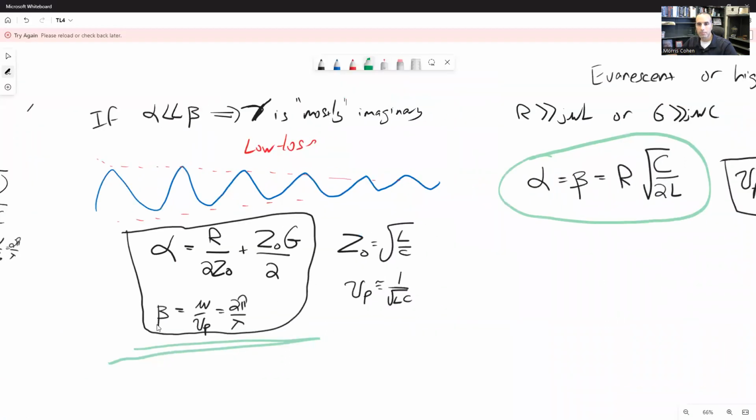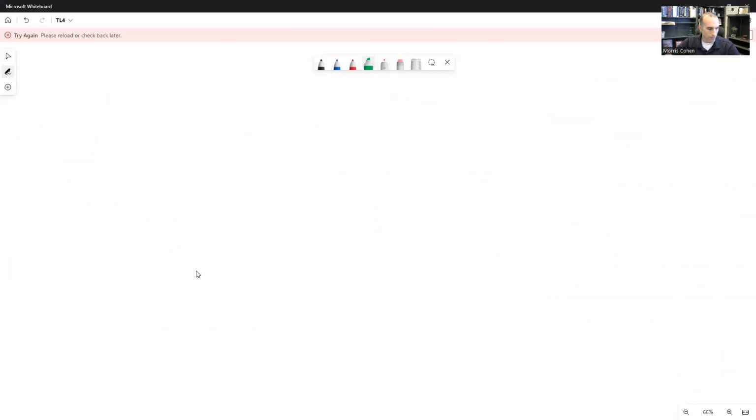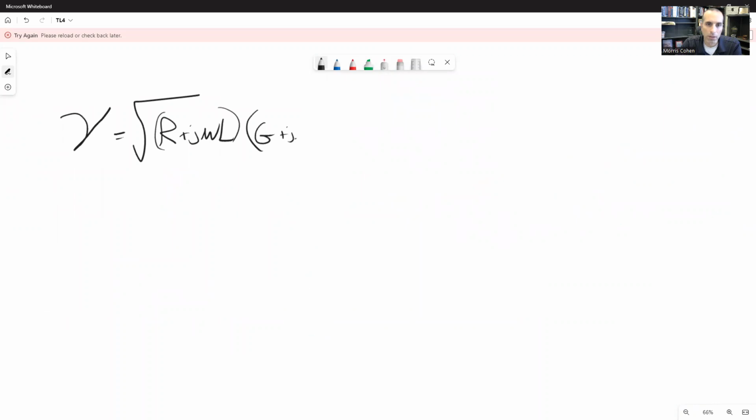All right, so first, let's remind ourselves of the formula for the total propagation number gamma, which equals the square root of (R plus j omega L) times (G plus j omega C).